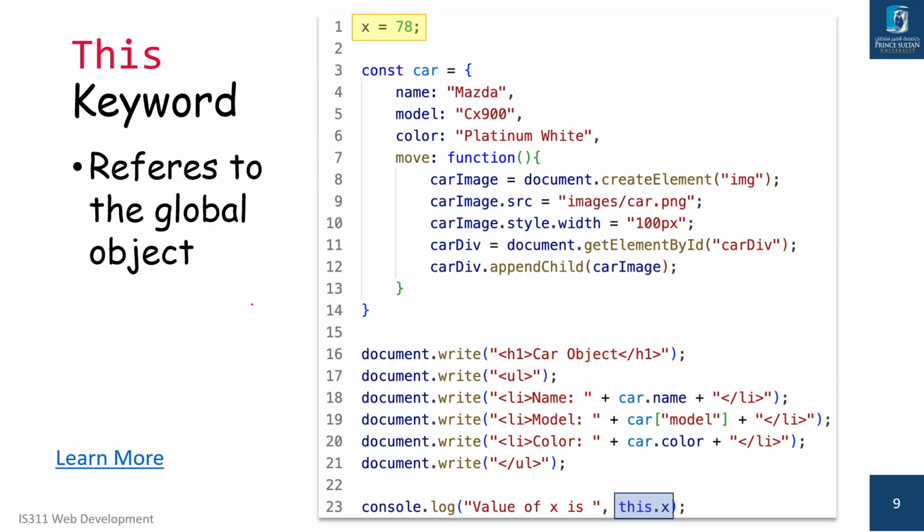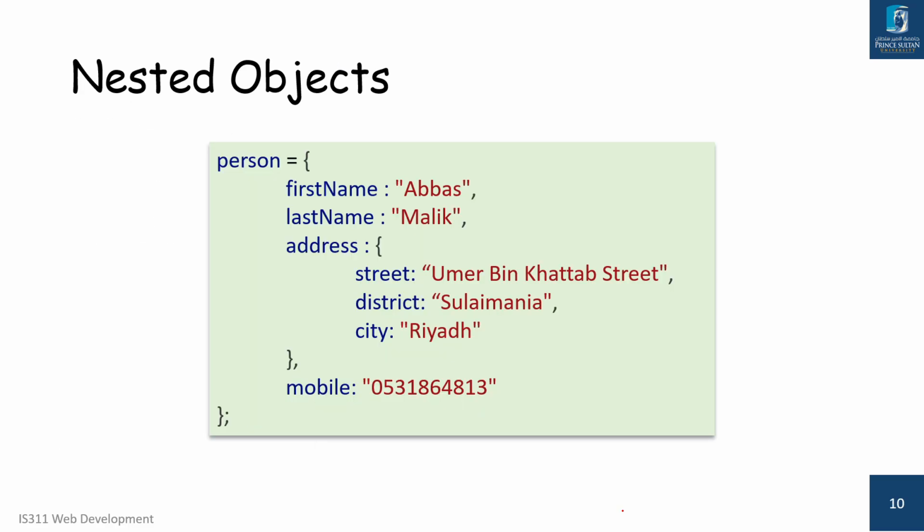Okay, and then for example, we have created x as a global variable, and we want to access that one, so we say this.x. Actually it is going to access this global variable, because here we are using this outside of any object, so this represents the global scope, or the global object, which also contains the document.